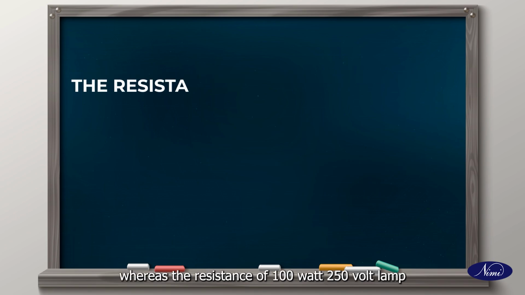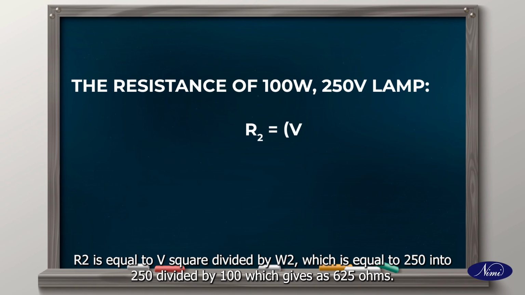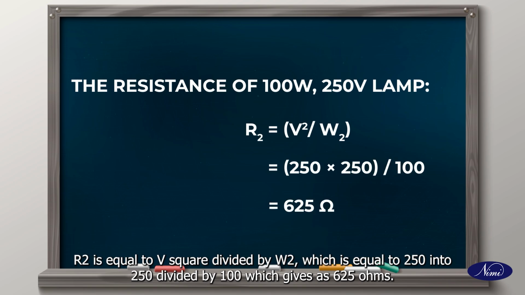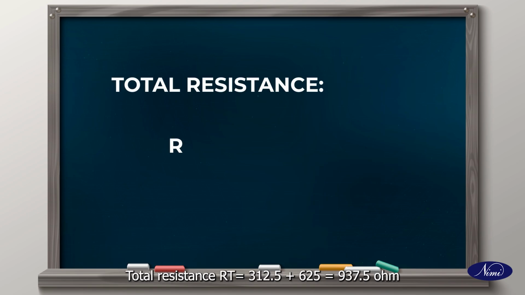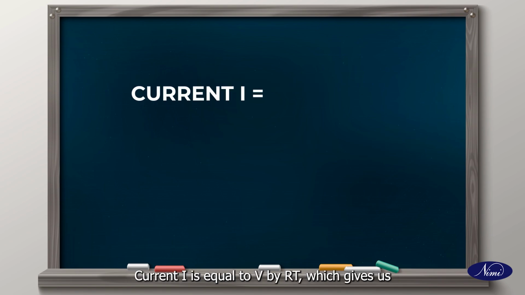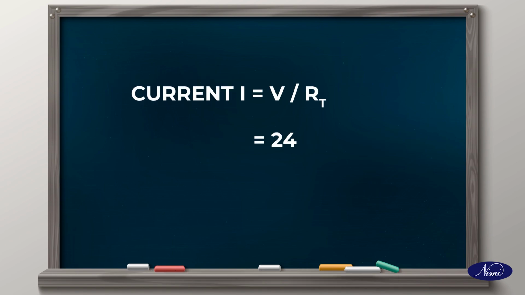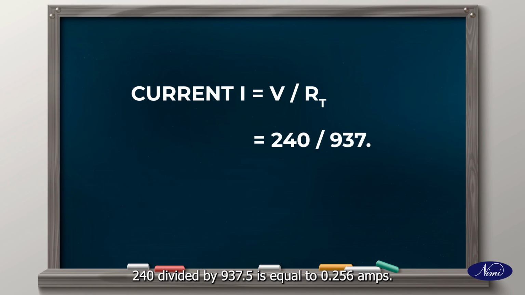Whereas the resistance of the 100 watt 250 volt lamp R2 is equal to V square divided by W2, which is equal to 250 into 250 divided by 100, which gives us 625 ohm. The total resistance RT is equal to 312.5 plus 625, which is equal to 937.5 ohm.